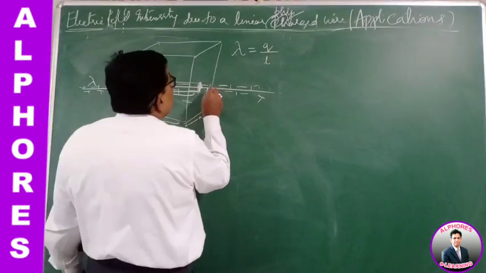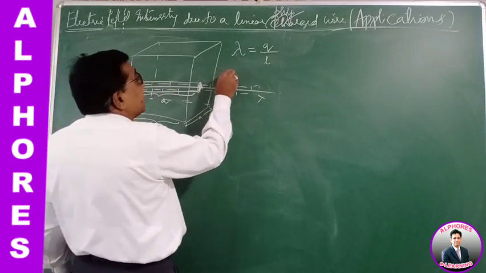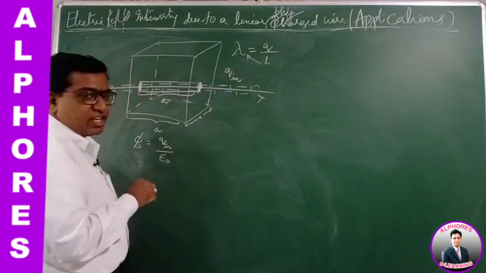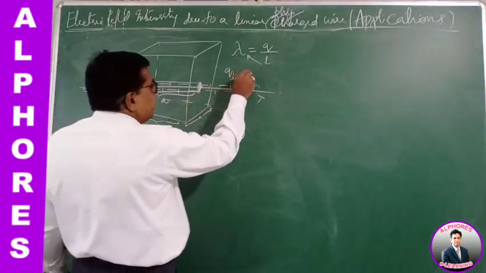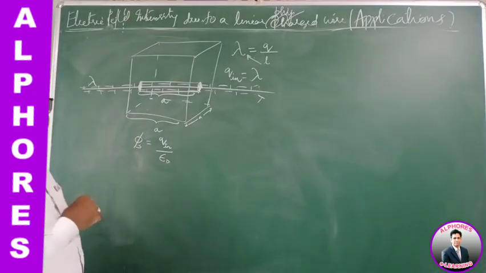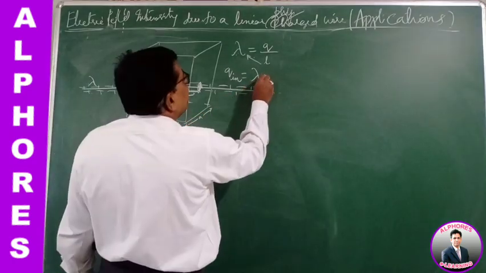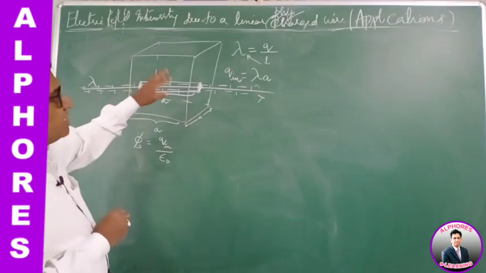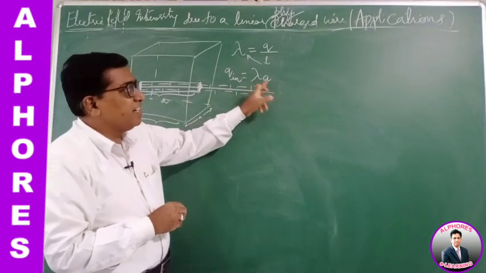So the length is equal to the length of the side, that is A. Therefore, the charge that is enclosed inside the Gaussian surface is the linear charge density lambda times the length of the conductor inside the Gaussian surface. The length of the conductor inside is A. So the charge inside is lambda into A.